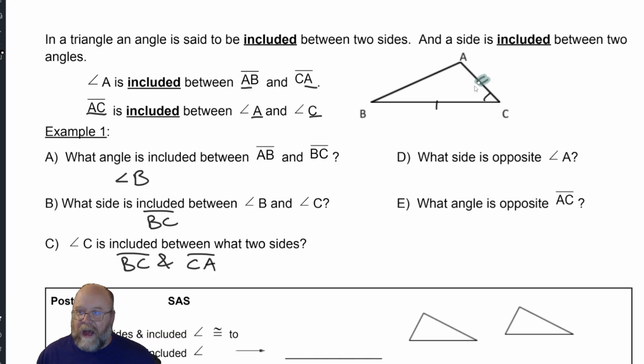What side is opposite A? Okay, now we're switching it up. So here's angle A. The opposite of A is going to be the side that A makes. We kind of talked about this before, how angles kind of determine how big their opposite side is. Maybe it's the other way. It's not really either way, but that's how I think about it.